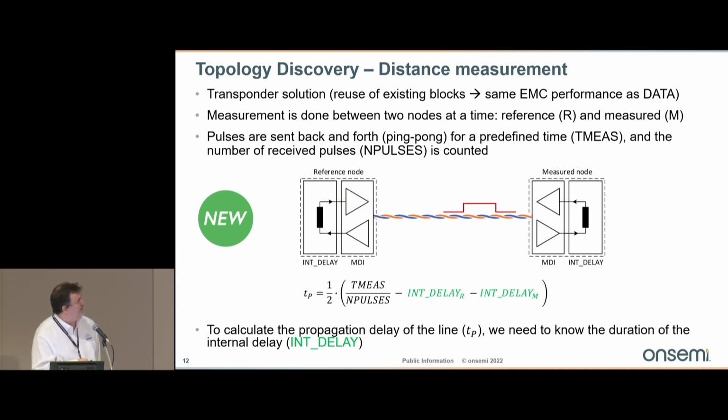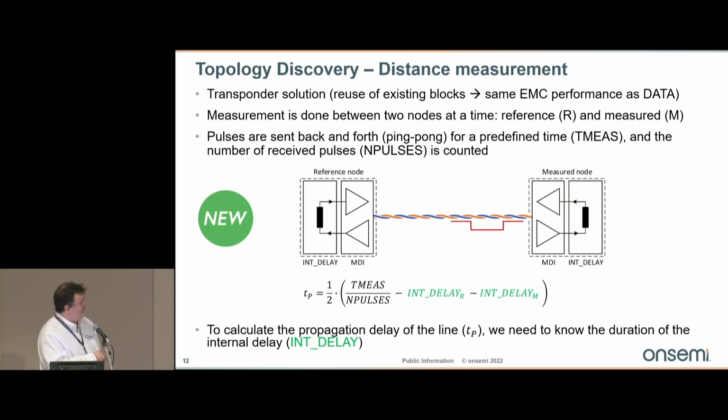So if you measure the number of pulses that you receive within a specific time window that is known, you can work out the contribution to the delay of the length of this cable. Of course, you also need to know exactly how much delay you have here and here, which can be controlled, but it has to be controlled in a very precise way. So we are talking about the picosecond range here.